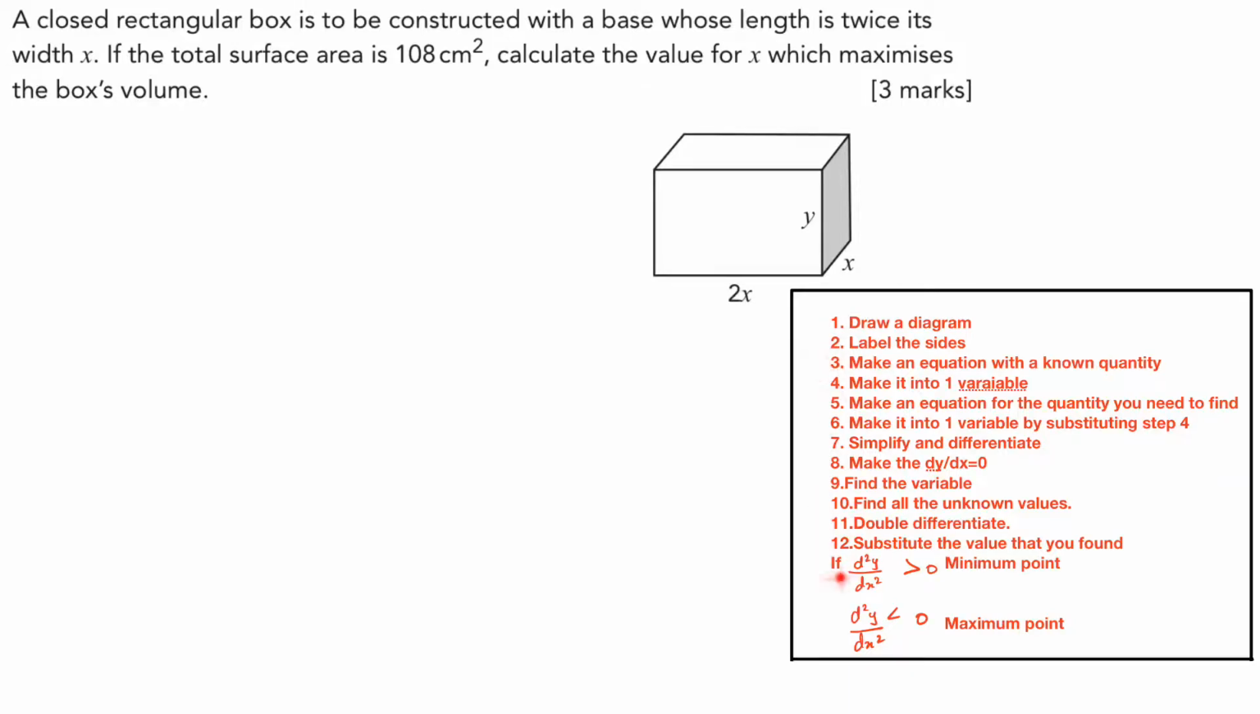We are going to follow these steps here. The first is draw a diagram. The diagram is already done. The second is label the sides. They have labeled the sides for us also. Length is twice its width, x. So the length is 2x, the width is x, and the height is y.